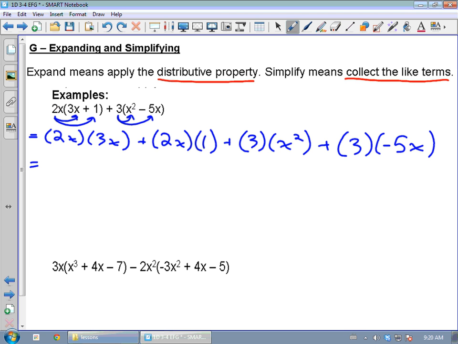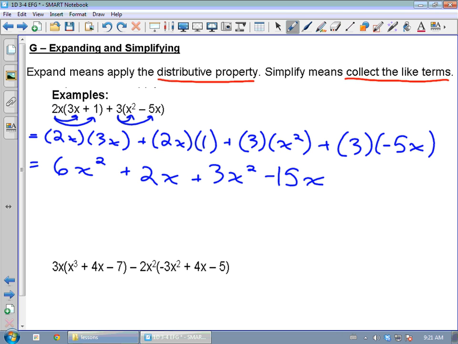So now I'm going to do my monomial multiplication here. 2x times 3x is going to give me 6x squared. Multiplying the coefficients, add the exponents. 2x times 1 is just going to be 2x, and it stays positive. 3 times x squared is 3x squared. And then 3 times negative 5x: 3 times negative 5 is going to give me negative 15, and then I just have the x there. So now I have 6x squared plus 2x plus 3x squared minus 15x. So we've done the expanding part.